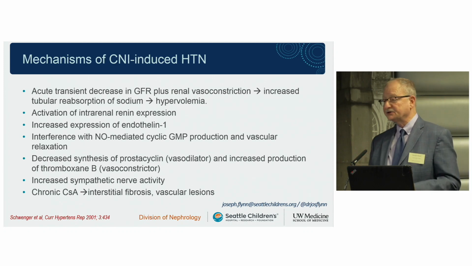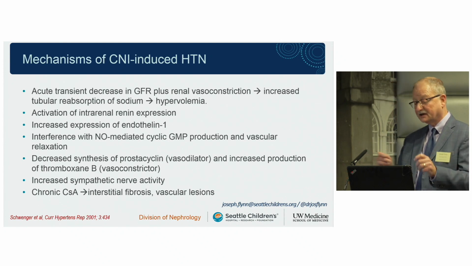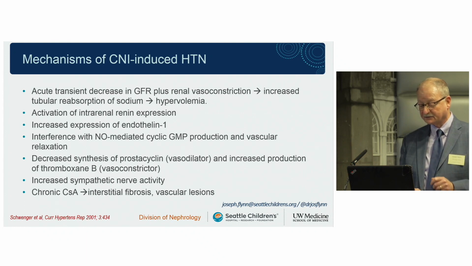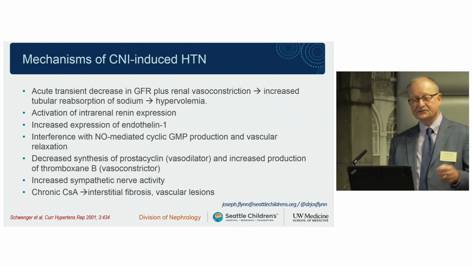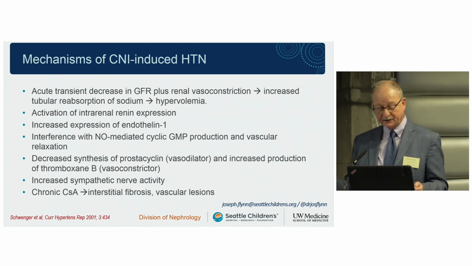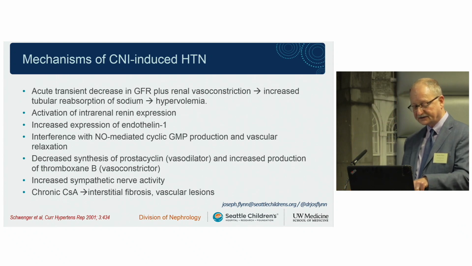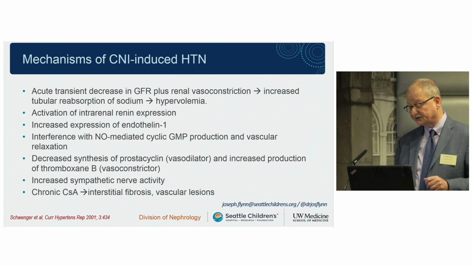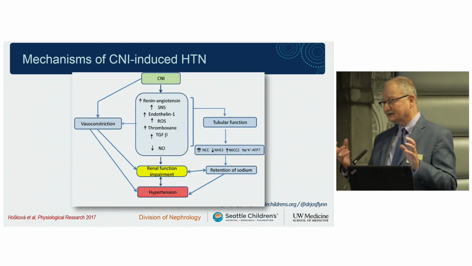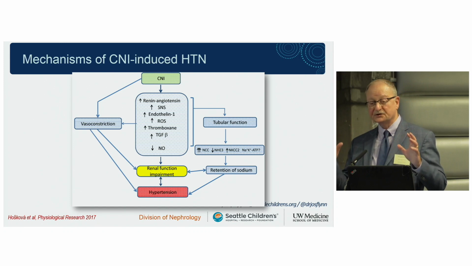They lead to decreased synthesis of prostacyclin and increased production of thromboxane B, and you can see there, vasodilator versus vasoconstriction. They increase sympathetic nerve activity, and when you're on them for a long time, they cause graft fibrosis. And I should have put chronic CNI, because tacrolimus causes the same interstitial fibrosis and vascular lesions as cyclosporin. So this is from 2001, but you know what? It is exactly what happens, and we've known this for a long time.